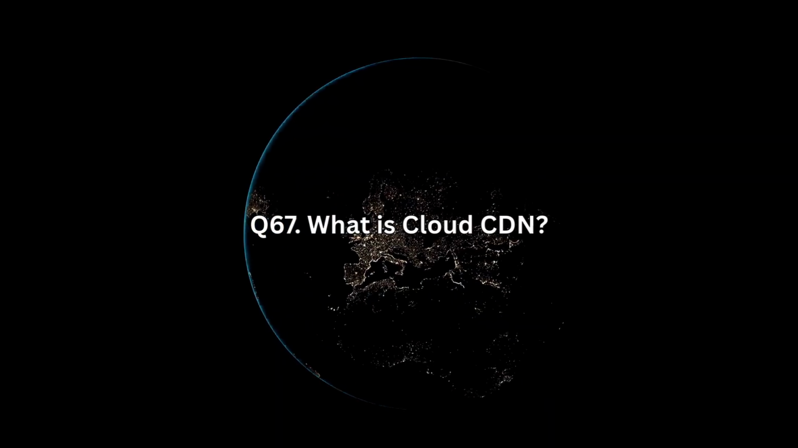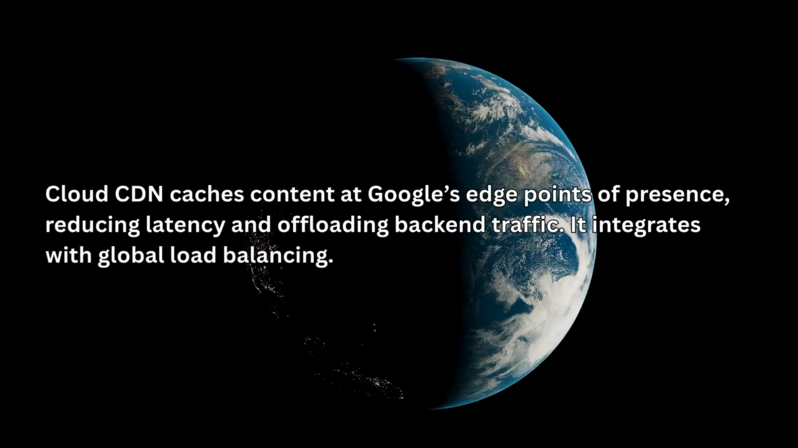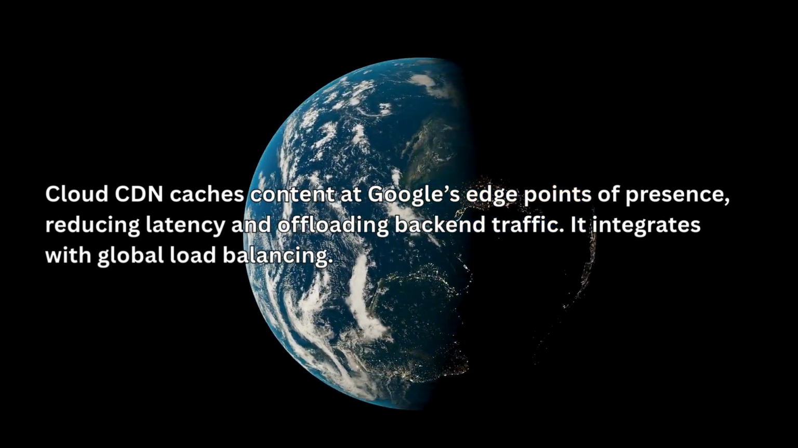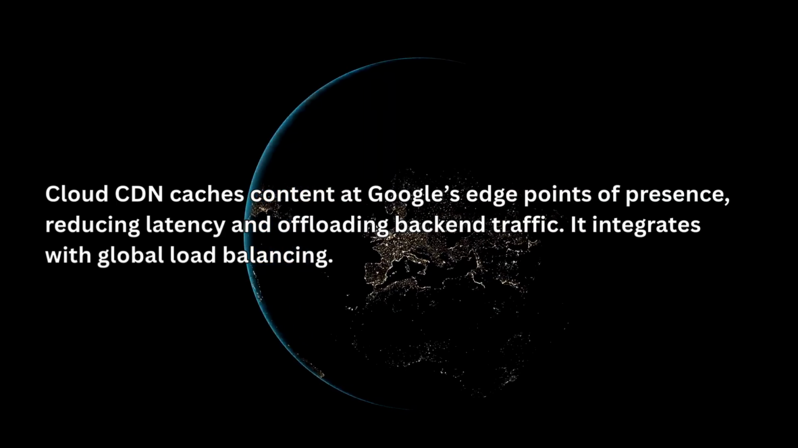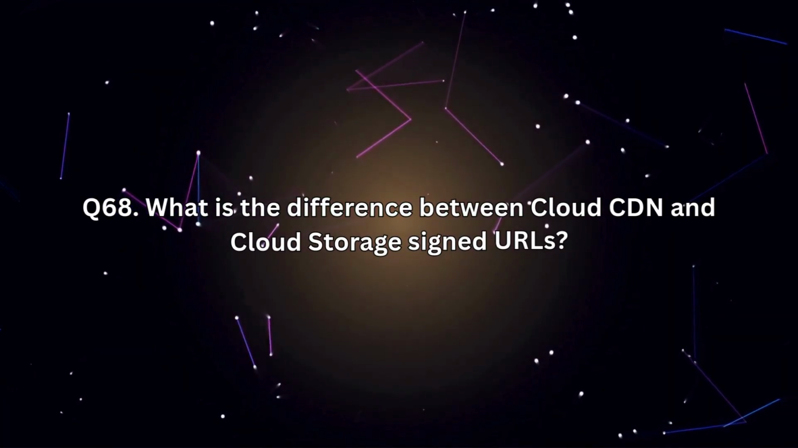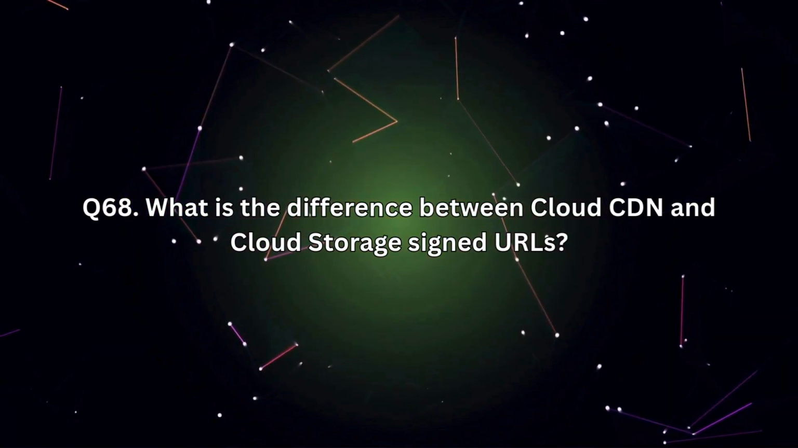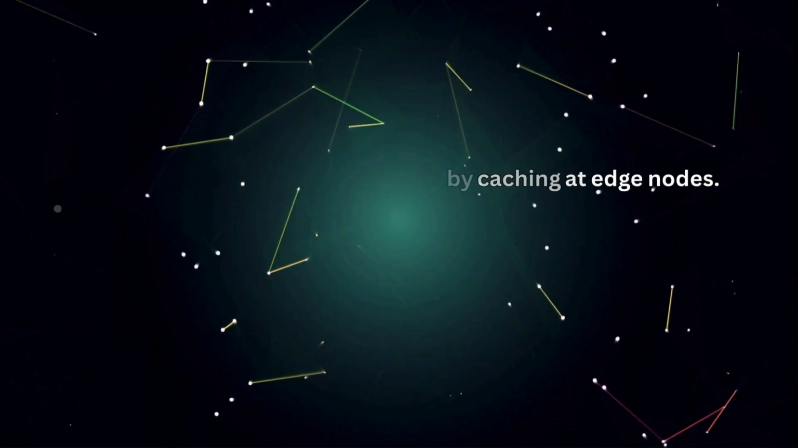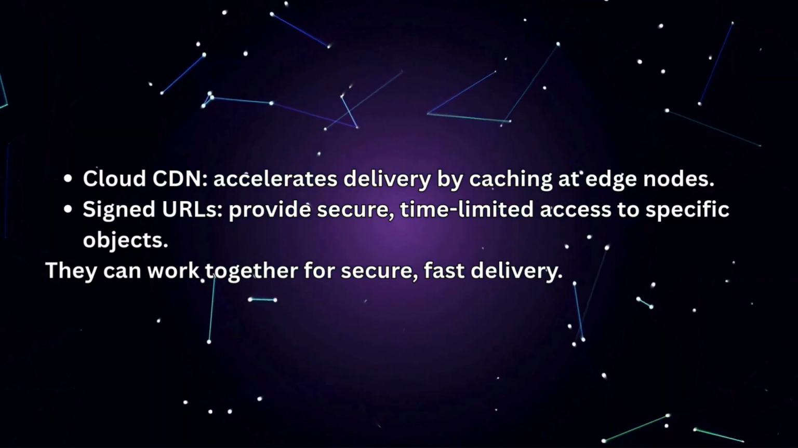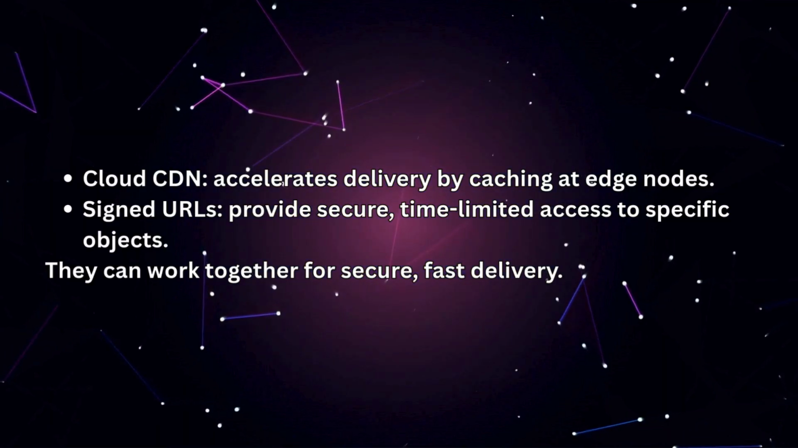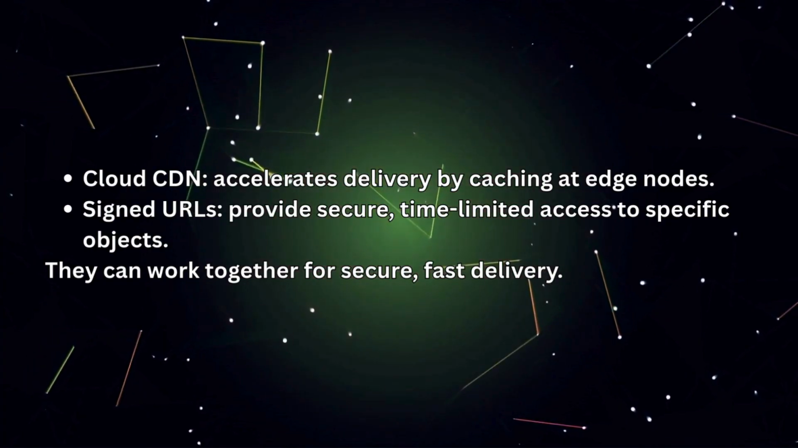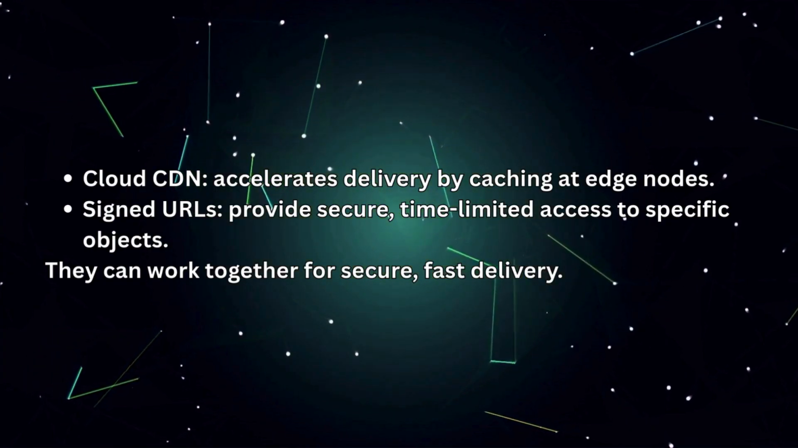What is Cloud CDN? Cloud CDN caches content at Google's edge points of presence, reducing latency and offloading backend traffic. It integrates with global load balancing. What is the difference between Cloud CDN and Cloud Storage signed URLs? Cloud CDN accelerates delivery by caching at edge nodes. Signed URLs provide secure, time-limited access to specific objects. They can work together for secure, fast delivery.